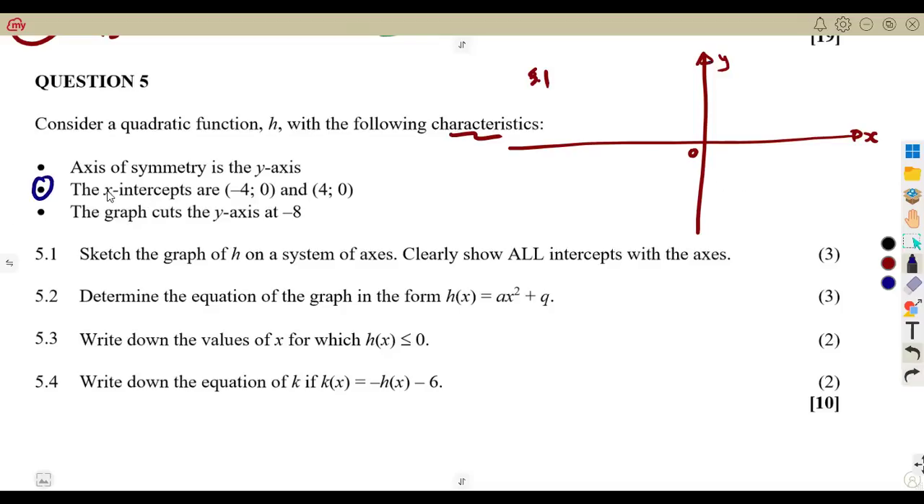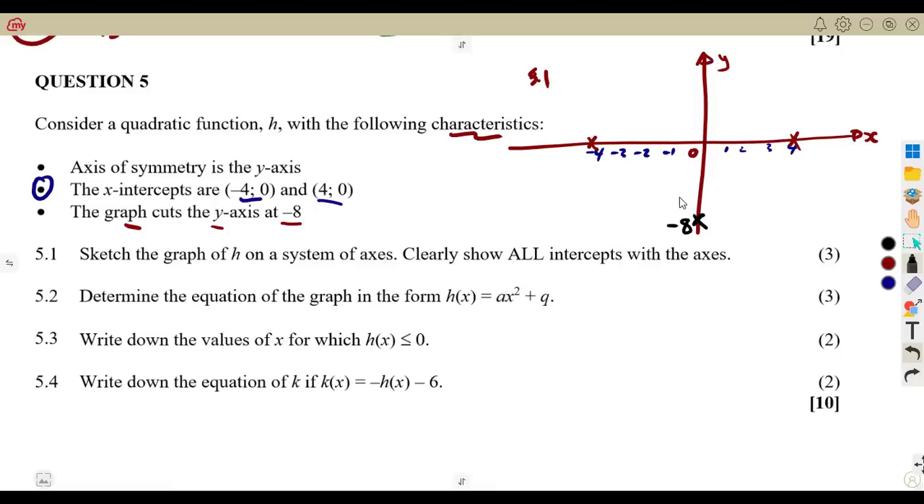The x-intercepts are (-4, 0) and (4, 0). These are the x-intercepts where it lies on the x-axis. So let's say we've got 0, 1, 2, 3, and 4, and this is minus 1, minus 2, minus 3, minus 4. Another point is (-4, 0) like this, and another point is 4. These are the x-intercepts. Then the graph cuts the y-axis at minus 8. Where it cuts the y-axis, it is going to cut at minus 8 like this.